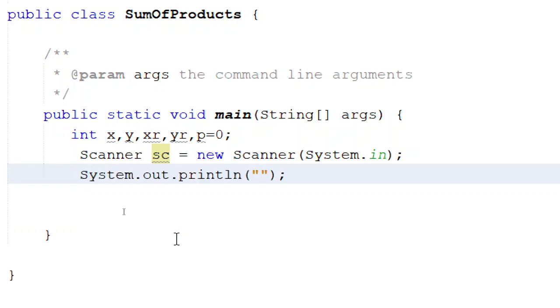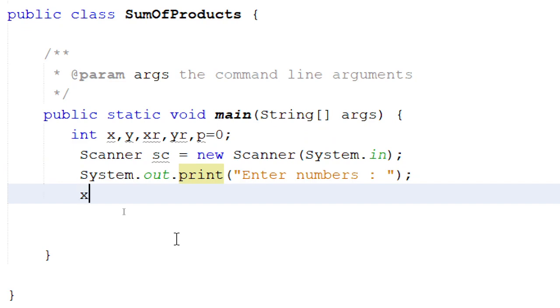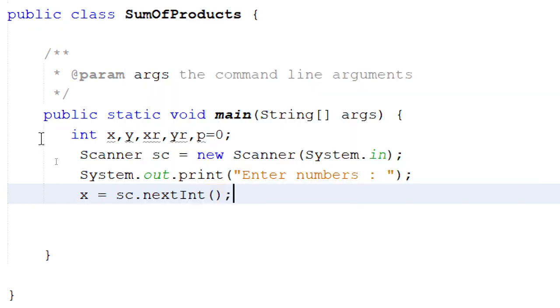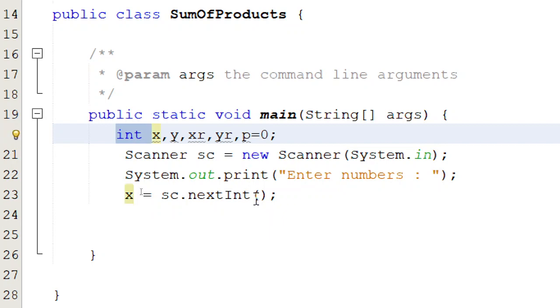Let me write System.out, and I'm going to say enter two numbers. If you want I will even remove this ln, let it come in the straight line, or else it's up to you. I'll take x is equal to sc.nextInt. I'm reading the integer because x is an integer. You notice that x is an integer, so I have to read it as an int.